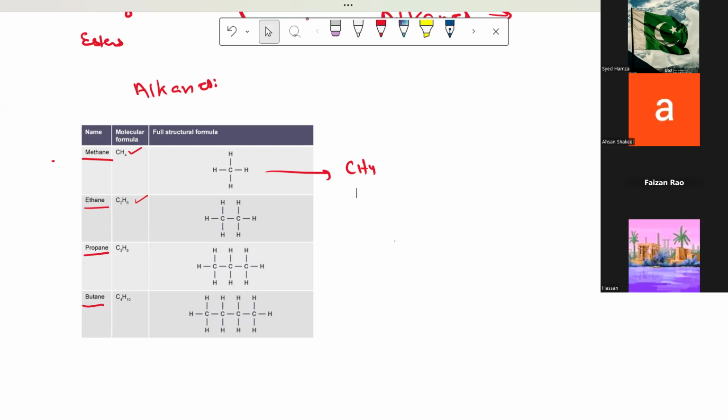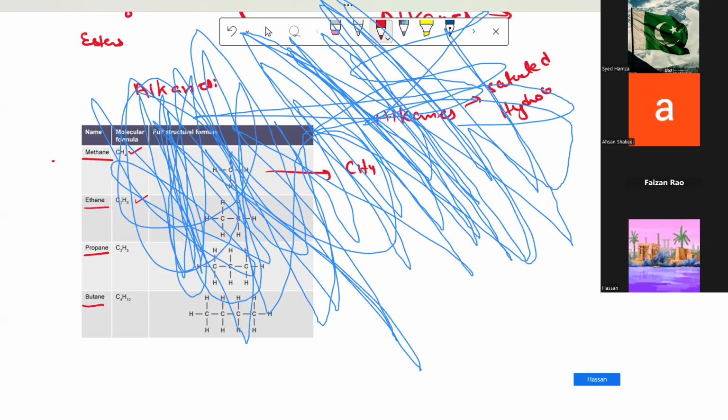Okay, what we were trying to understand was the functional group, and we were trying to identify the functional group. If we talk about alkanes, we basically say that alkanes do not have any functional group. Why? Because we call alkanes saturated hydrocarbons.